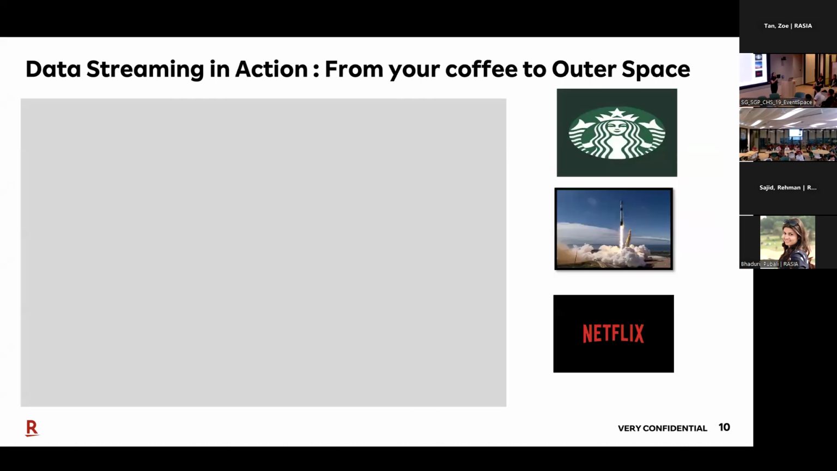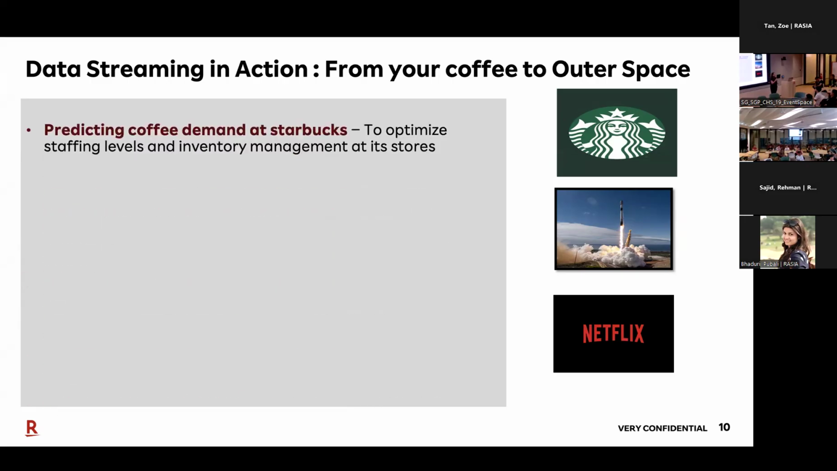Now we know about data streaming, but where are we actually applying it in real life? We are using data streaming from the coffee industry to outer space. The first example is Starbucks, where they use data streaming to predict coffee demand to optimize staffing levels and inventory management. They can predict future demand. Let's say tomorrow is a hot day, there could be a big demand for iced coffee, and then they can manage their inventory accordingly.